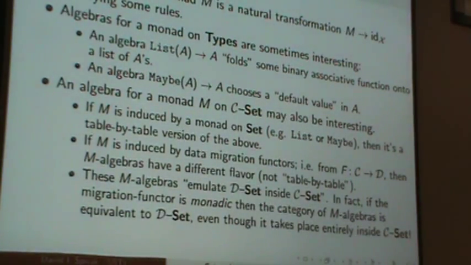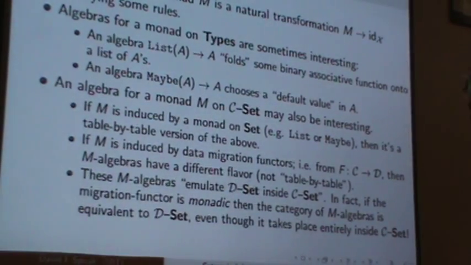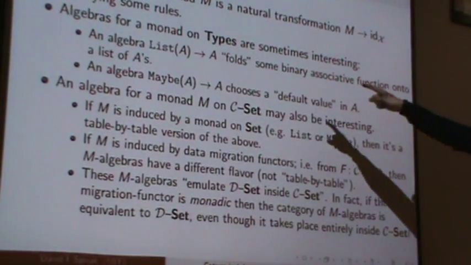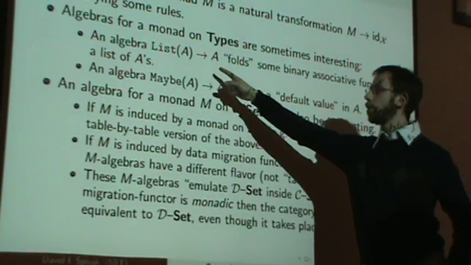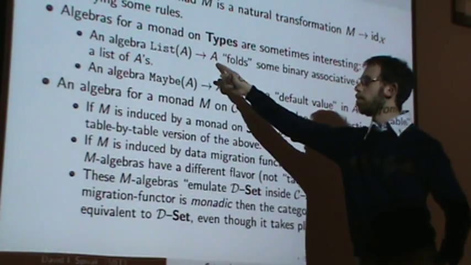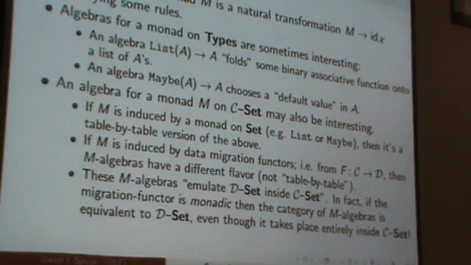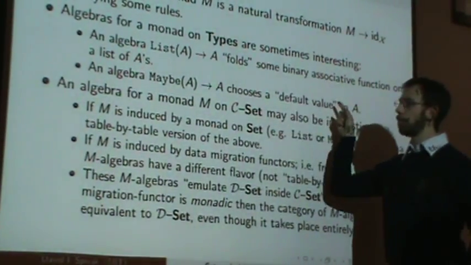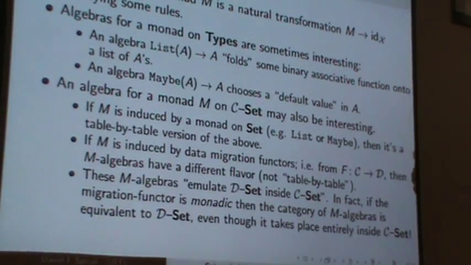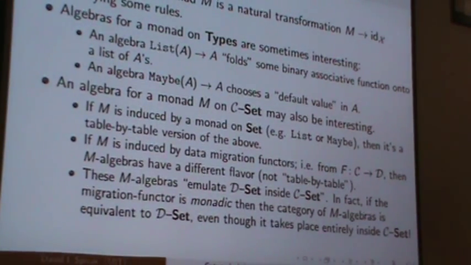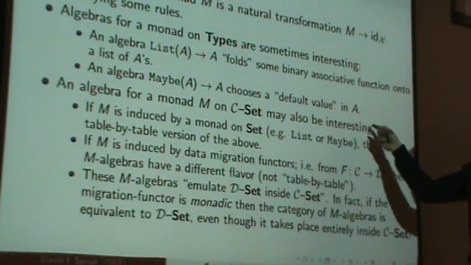Second to last slide. So an algebra for a monad is a natural transformation from M to the identity. So for list, it kind of folds. It's a map from list A back to A. It's kind of an associative folding operation. Or from maybe A to A, it's choosing a default value in A. And algebras for monads on C sets could also be interesting.